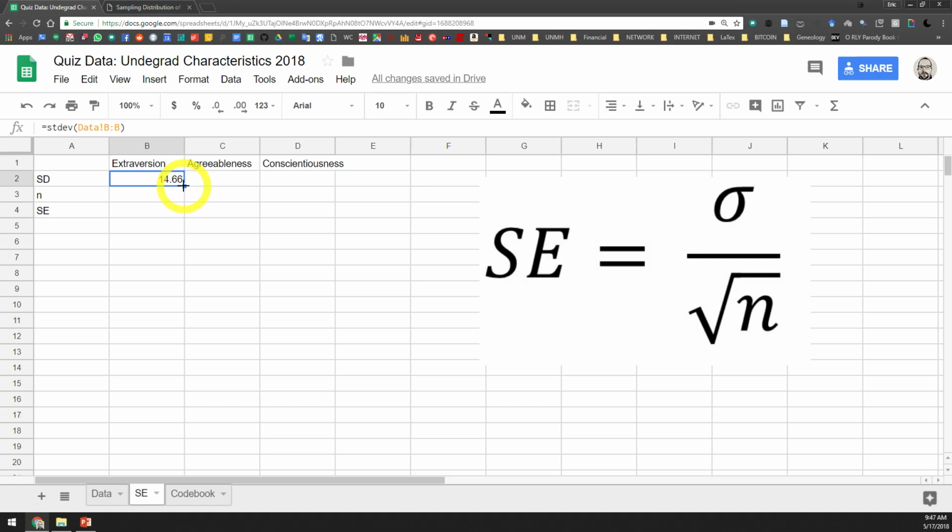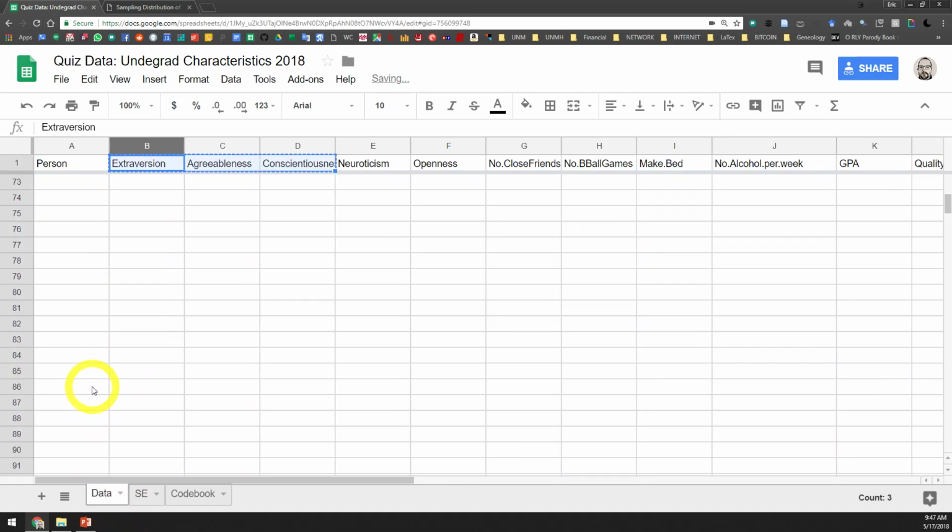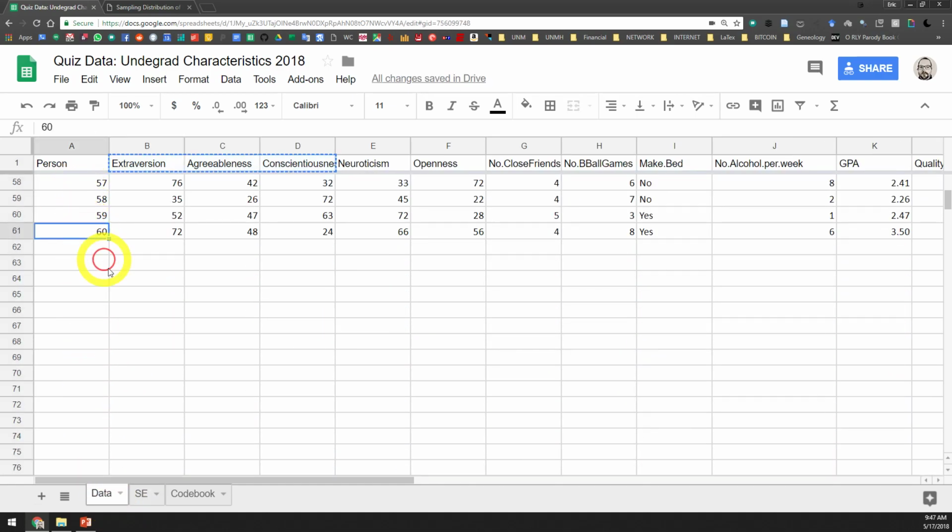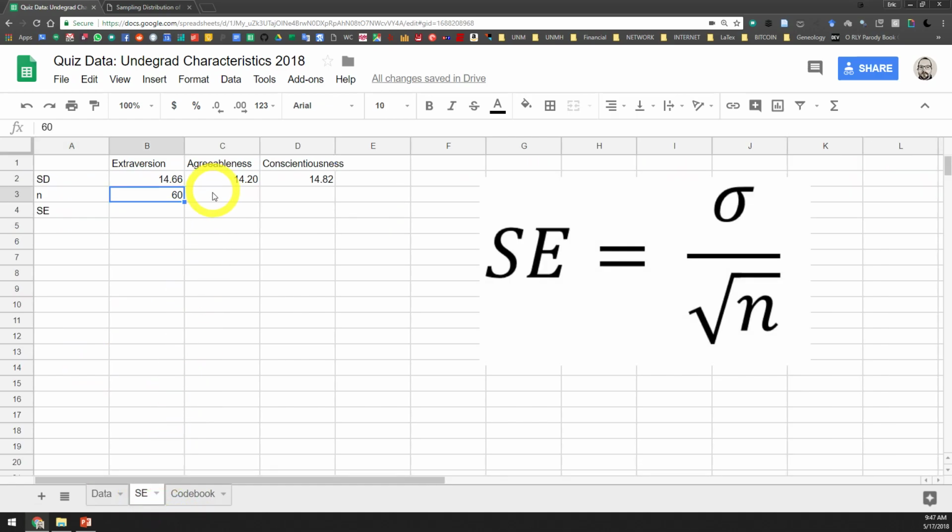We're going to left click and drag over to the other two columns so we get the standard deviation for agreeableness and conscientiousness. And then we know the number of observations is 60. That's just the total number of observations. There's 60 persons in this data set, so that's the total number of observations.